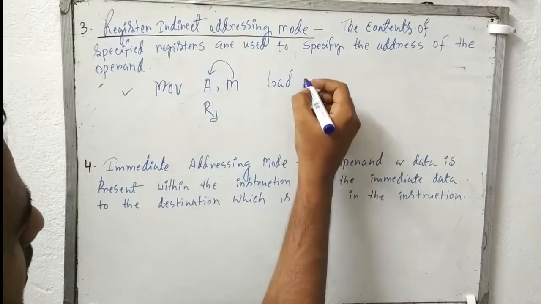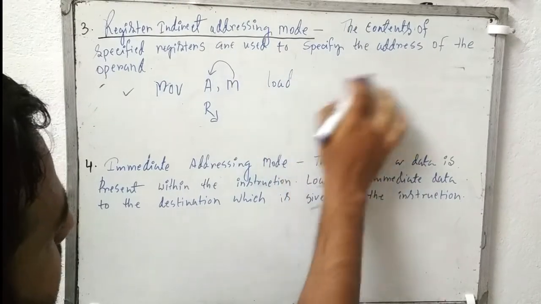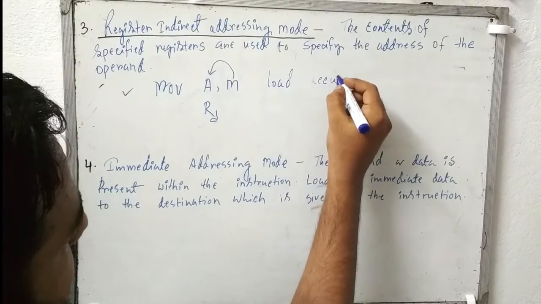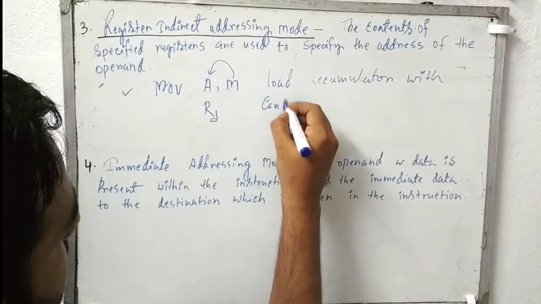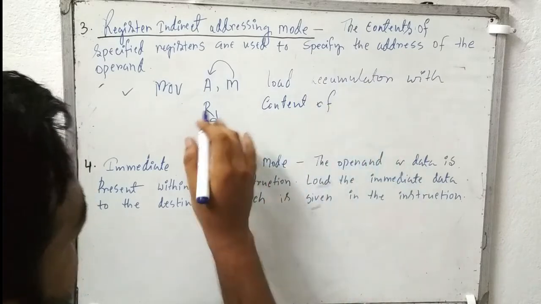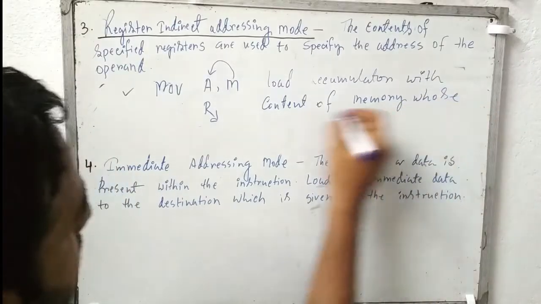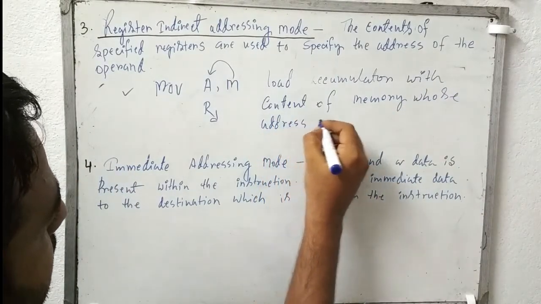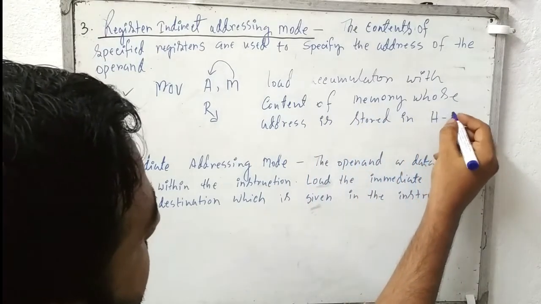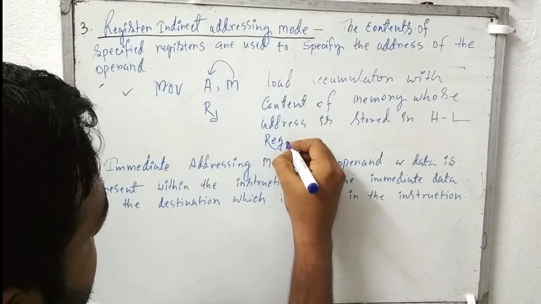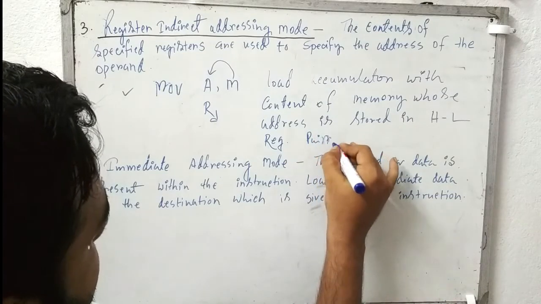Load the accumulator with the content of memory whose address is stored in the HL register pair.